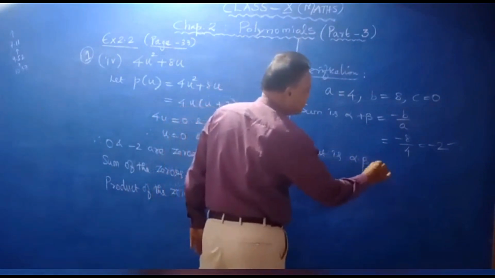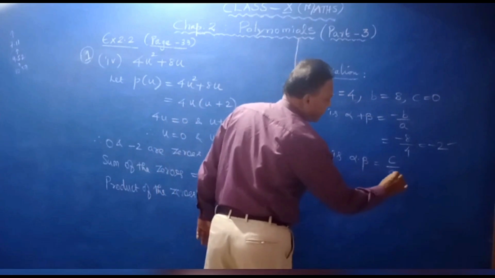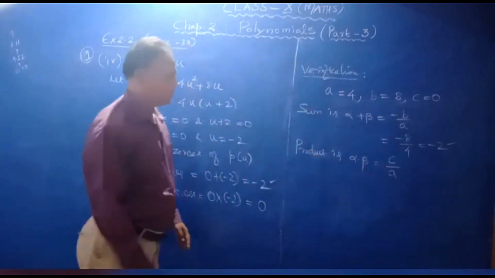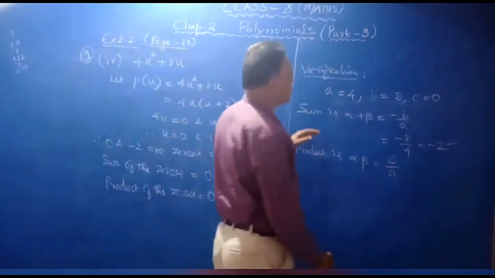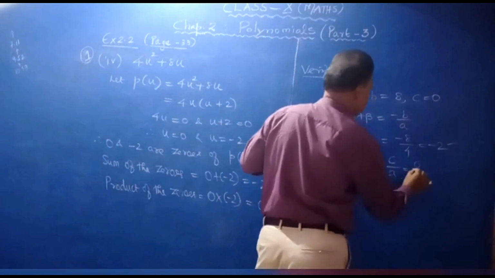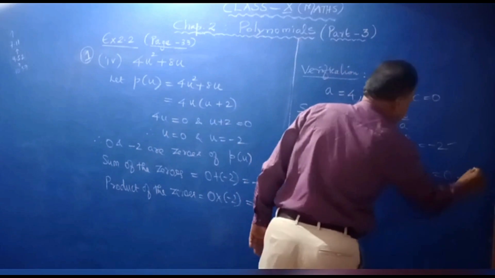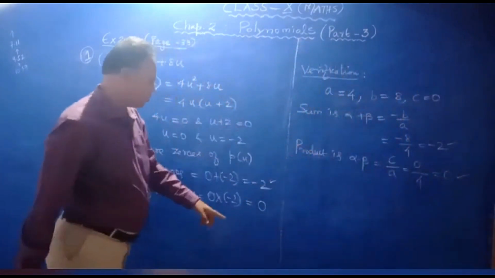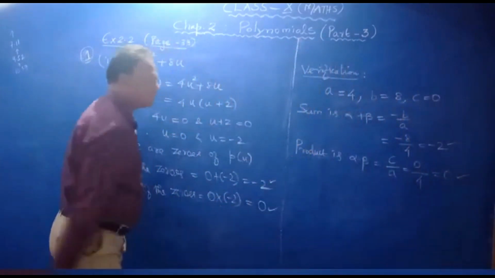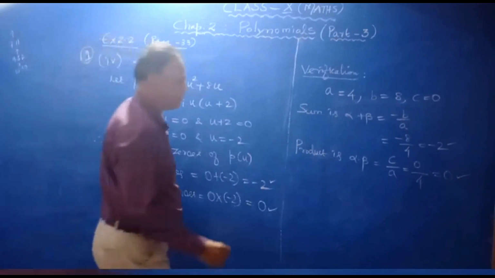Next, the product is alpha into beta, equal to c by a. This formula you have to remember. Clear? c is 0, a is 4, so 0 by anything is 0. Yes, got it. Here also 0. Clear? Hence verified.